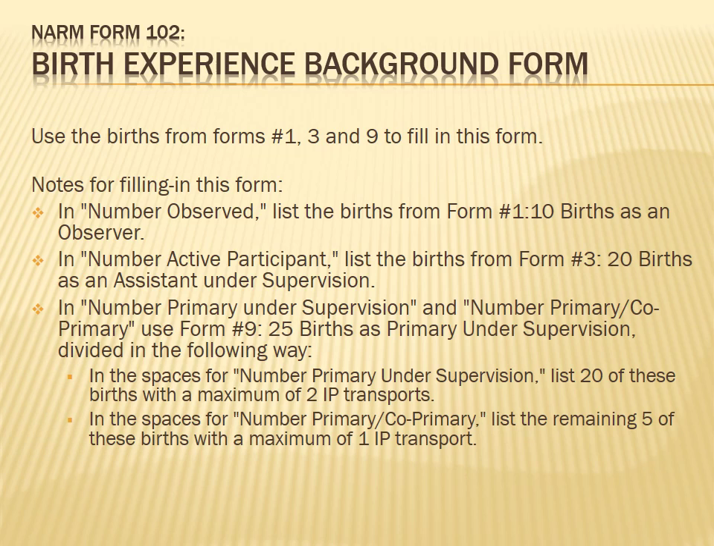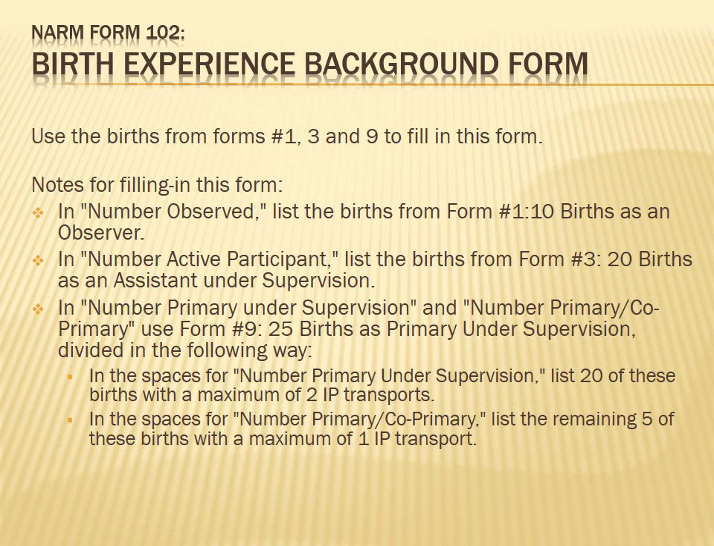NARM Form 102, Birth Experience Background Form. Use the births from Forms 1, 3, and 9 to fill in this form. Notes for filling in this form. In number observed, list births from form number 1, 10 births as an observer. In number active participant, list the births from form number 3, 20 births as an assistant under supervision.